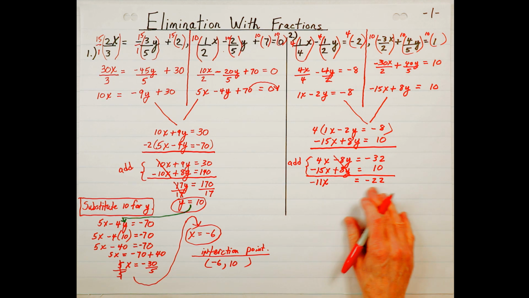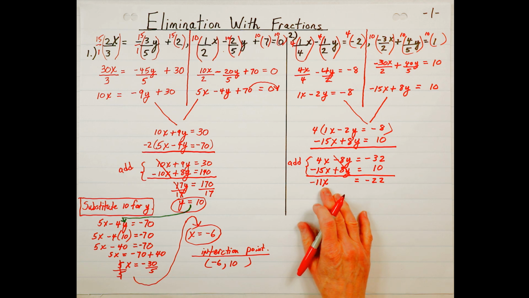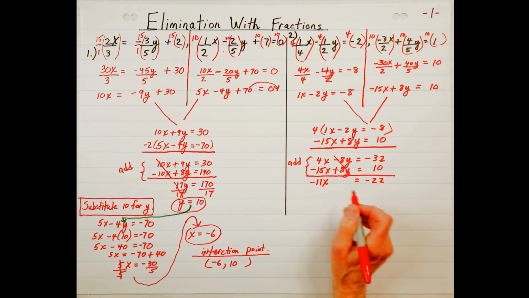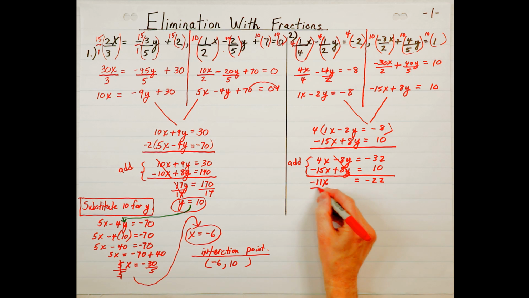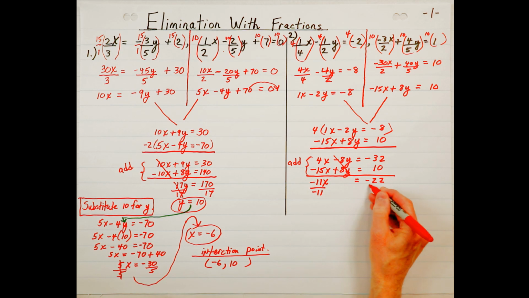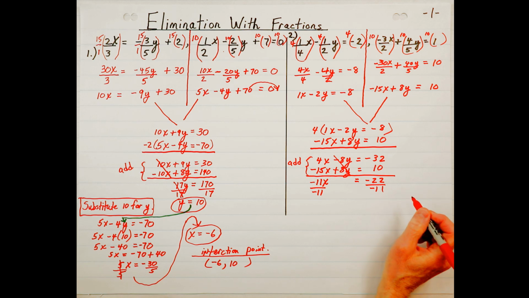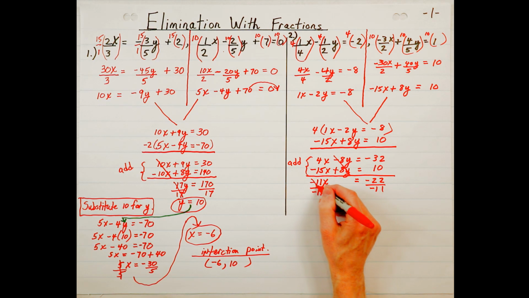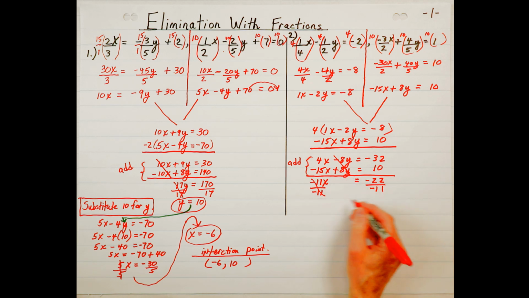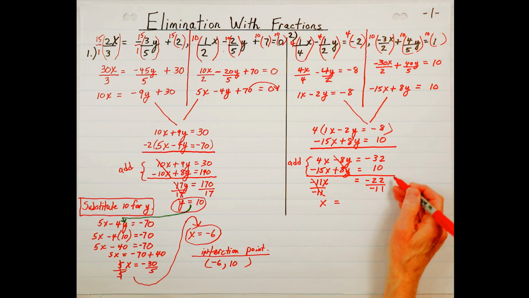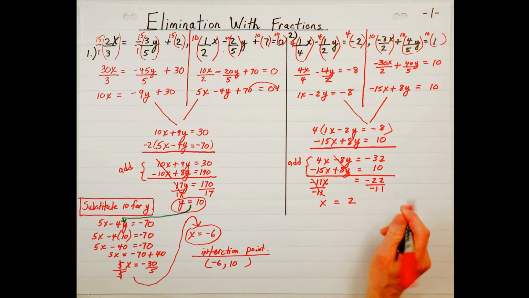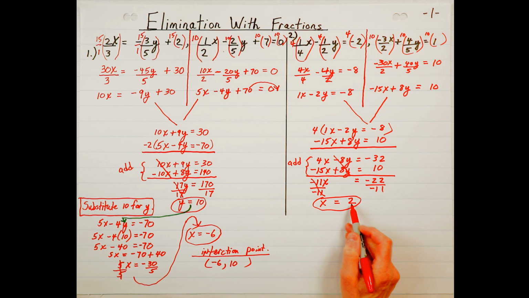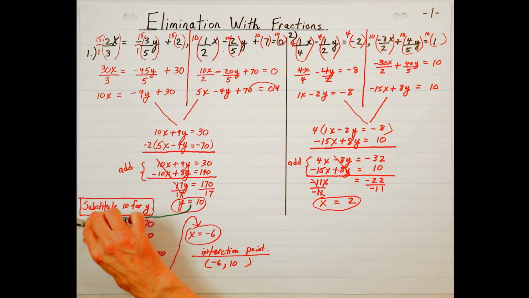All we have to do now is divide by the coefficient of x, and if it's a negative 11x, then you divide by a negative 11. So we're dividing by negative 11 on both sides. So if we divide this, we get x, or 1x, and that is equal to 2. So our x value of the intersection point is 2.